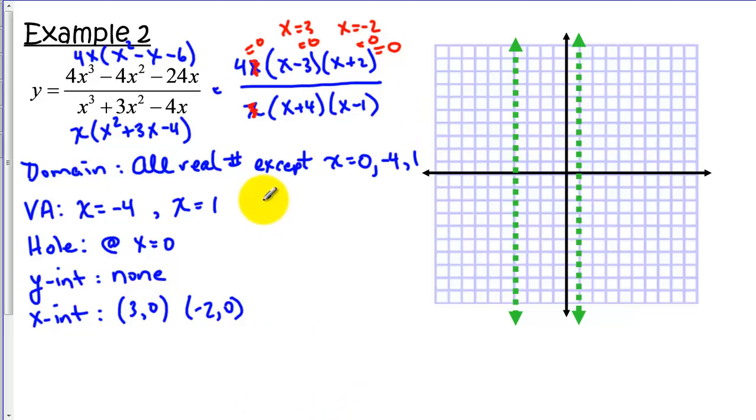So the horizontal asymptote, okay, in this case, our degree is the same on top and bottom. So remember, when it's the same in that chart we had earlier, we look at the ratio of our leading coefficients. So our horizontal asymptote is going to be y equals 4. So let's put that on the graph. Let's go up 4.